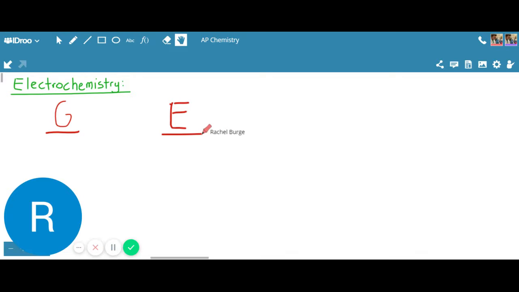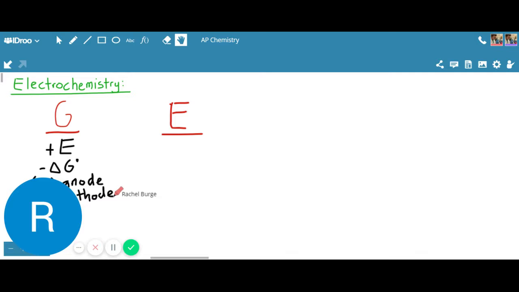The first thing is G cells are always going to have a positive E, so a positive EMF. So we're going to write that in there. And that means that when we have a positive EMF, so positive voltage, it's going to be a negative delta G, which means that this reaction is spontaneous. So these reactions are happening spontaneously, and we'll go more in detail into what that means later. So we're going to have a negative anode, and then we're going to have a positive cathode with these G cells.